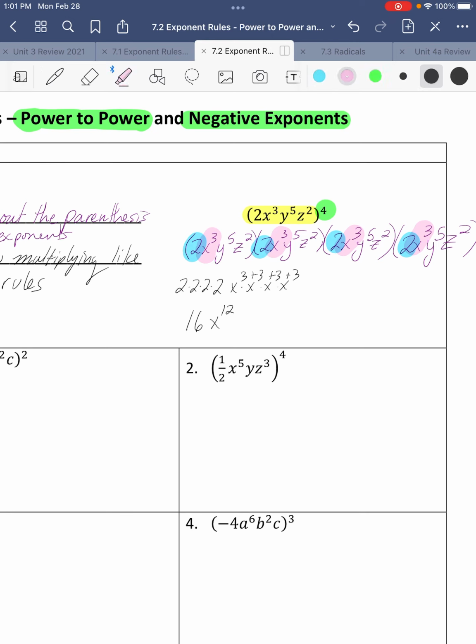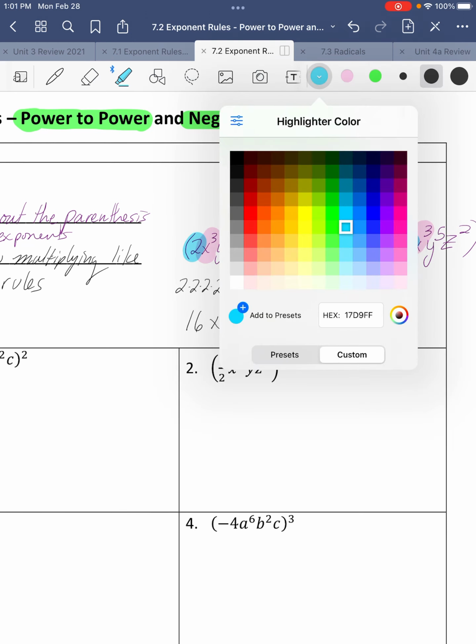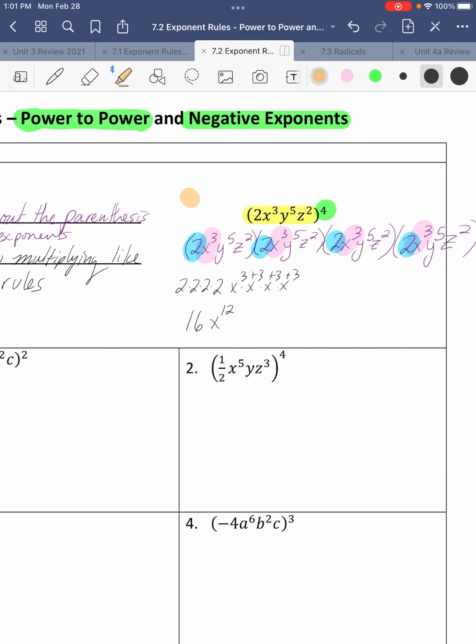We have y to the 5th, y to the 5th, y to the 5th, y to the 5th. So you have times y to the 5th, y to the 5th, y to the 5th, y to the 5th. You have multiplication of like bases, the y's. You're going to add those exponents. So it's going to be y to the 20th.